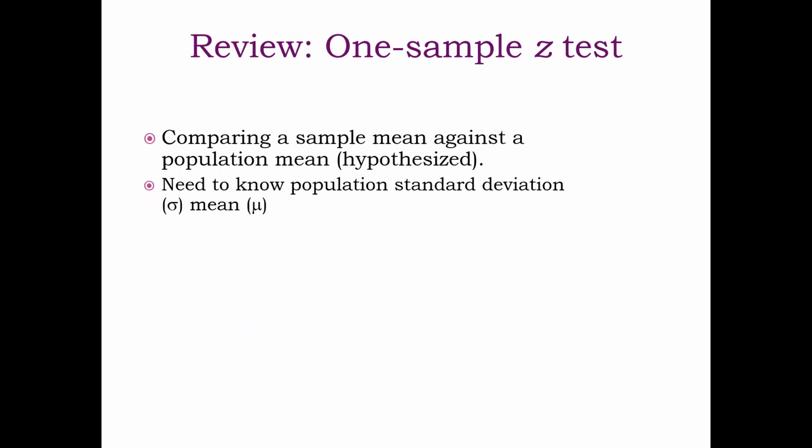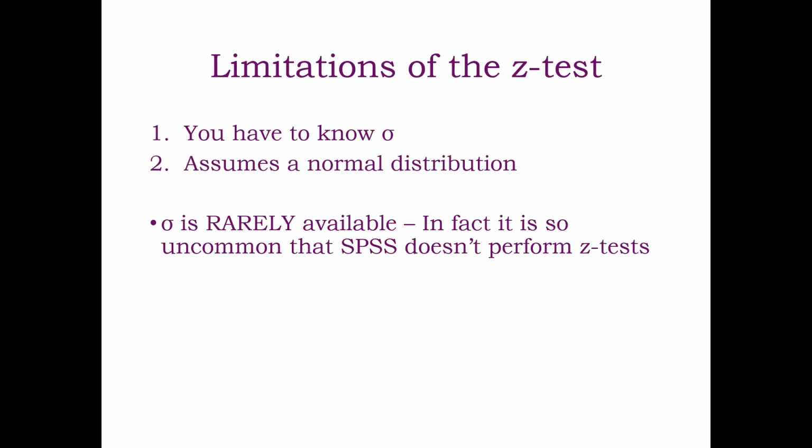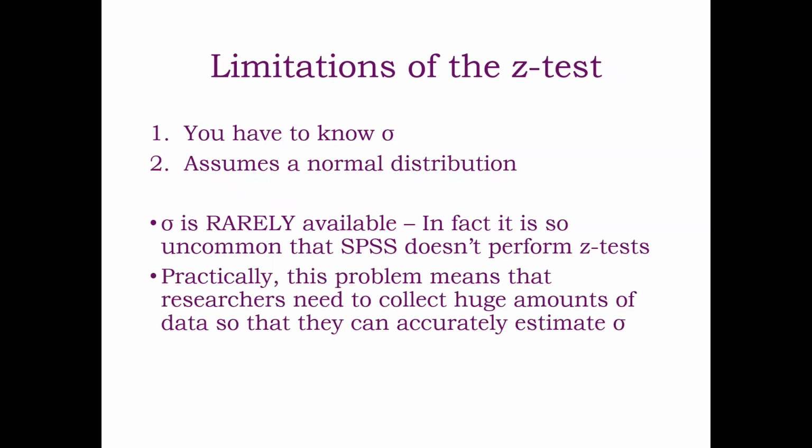So we started with the one sample z-test last topic. We just compared a sample mean against a hypothesized population mean. To do a z-test, we have to know the population parameters, both the standard deviation and the mean, okay? And we plug them into this formula. Pretty simple. But the problem is you have to know the population standard deviation. It also assumes a normal distribution, okay? The population standard deviation is almost never available, right? So you can't even do a z-test on SPSS, unless they've updated it recently, right? But you don't need to, they're pretty simple.